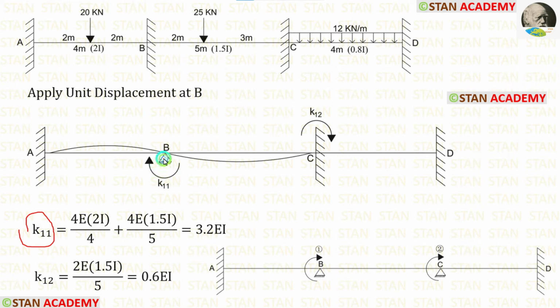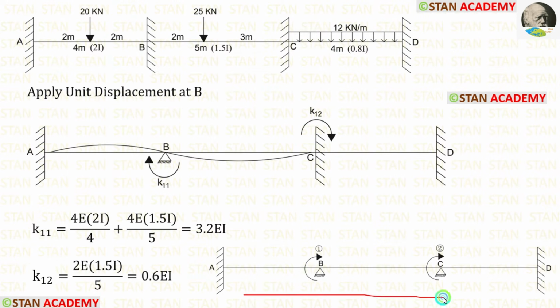K11 we have to calculate from the first coordinate. K12 we have to calculate from the second coordinate. In the coordinates diagram, we have made the coordinates in the clockwise direction. In the same way, we have to make K11 and K12 in the clockwise direction. Now let us calculate K11.